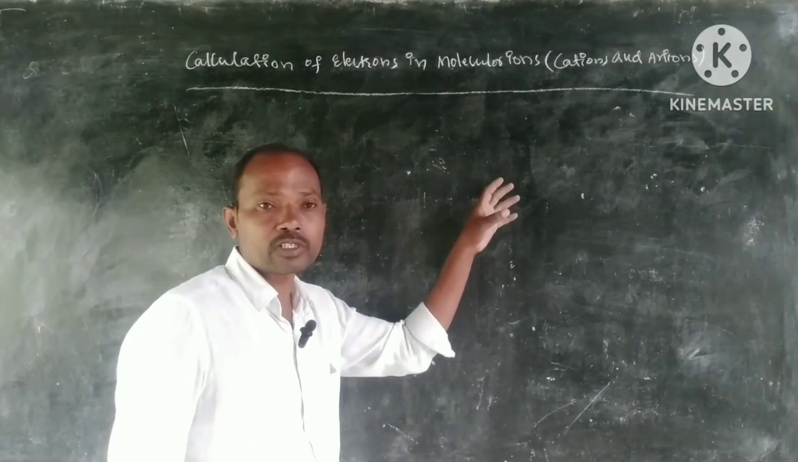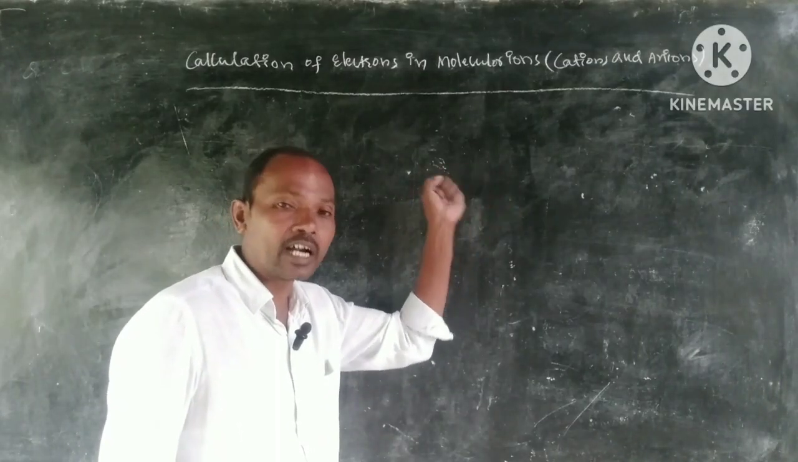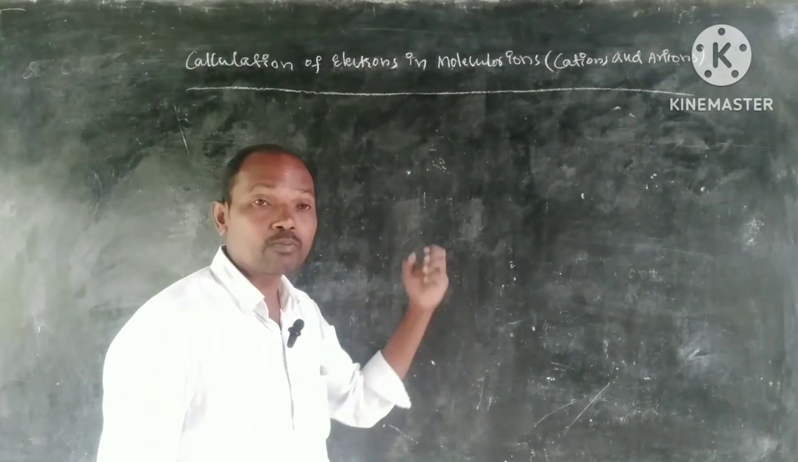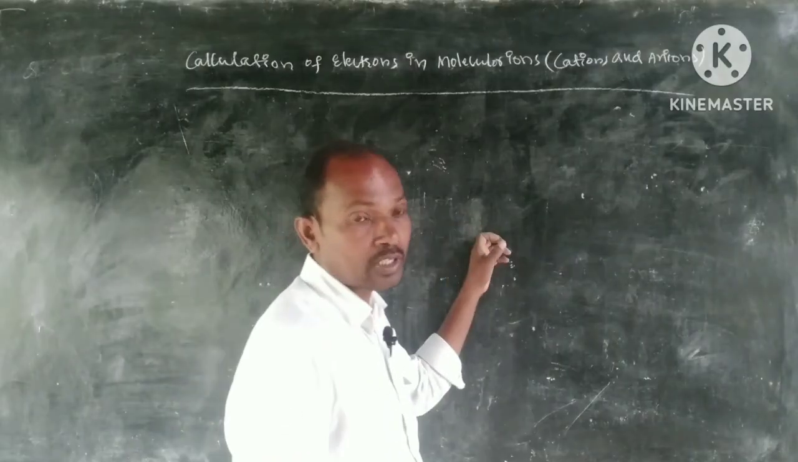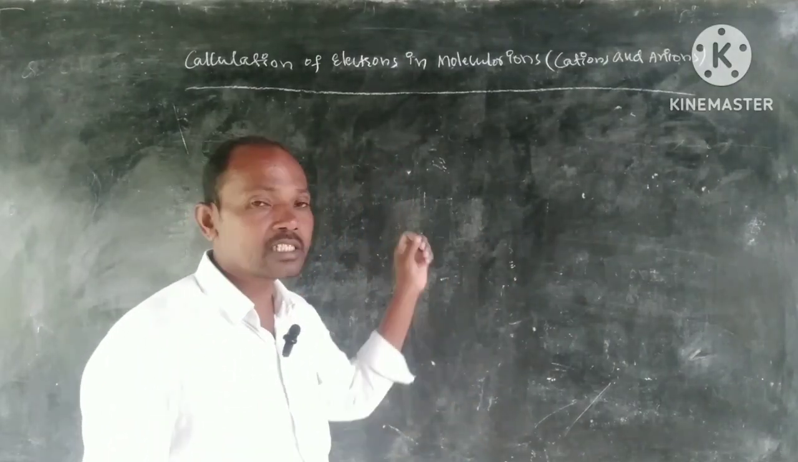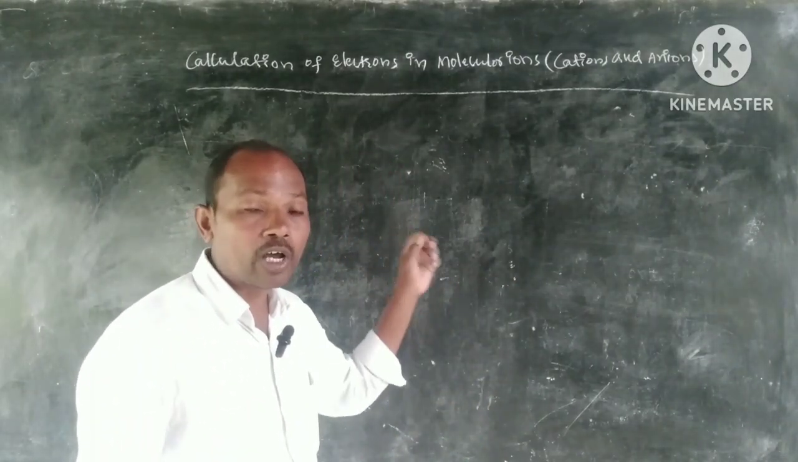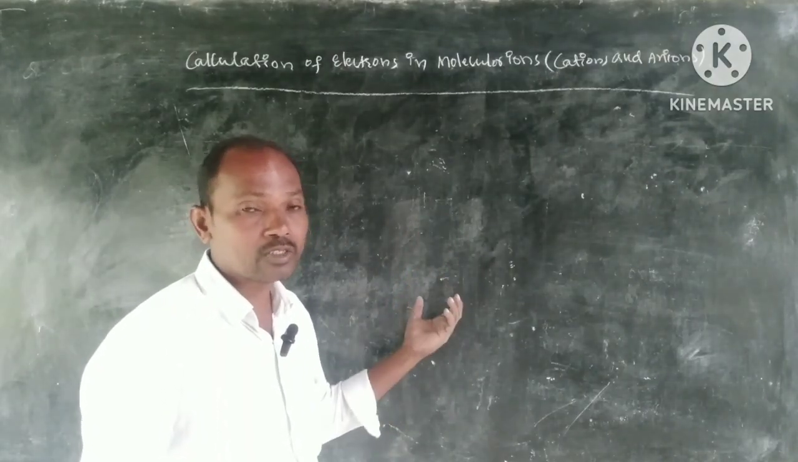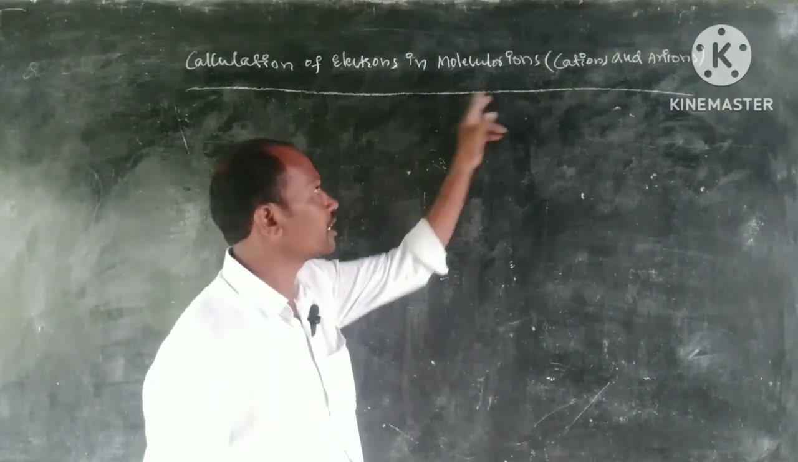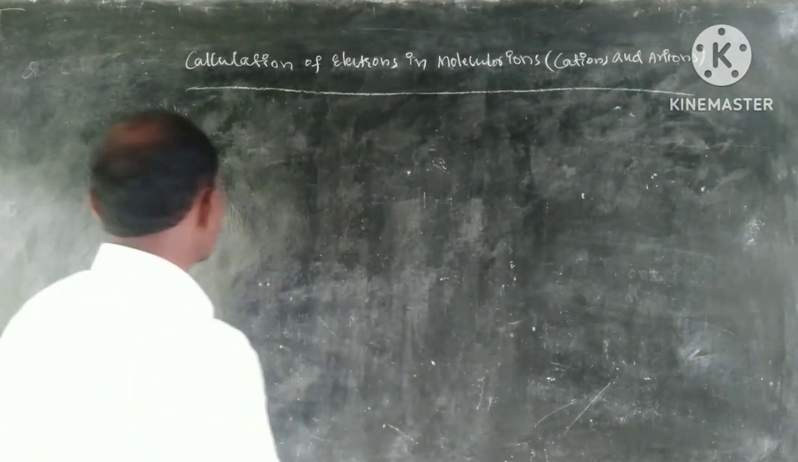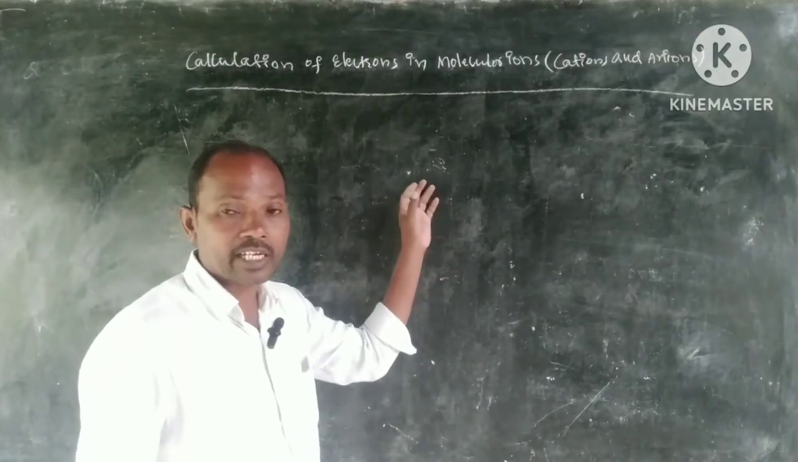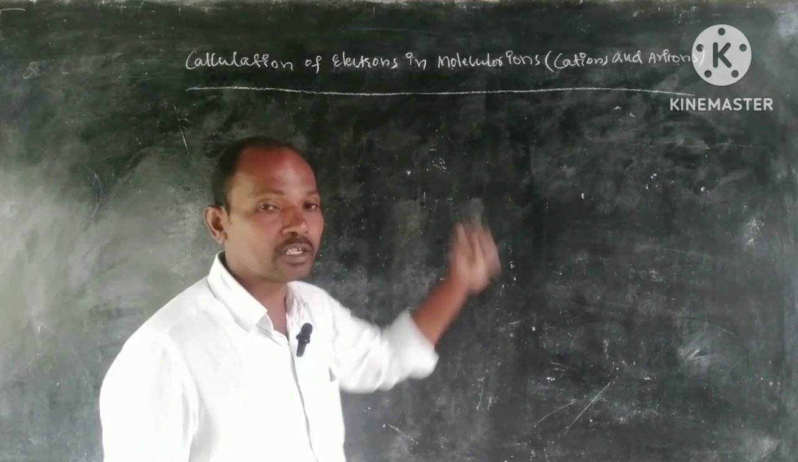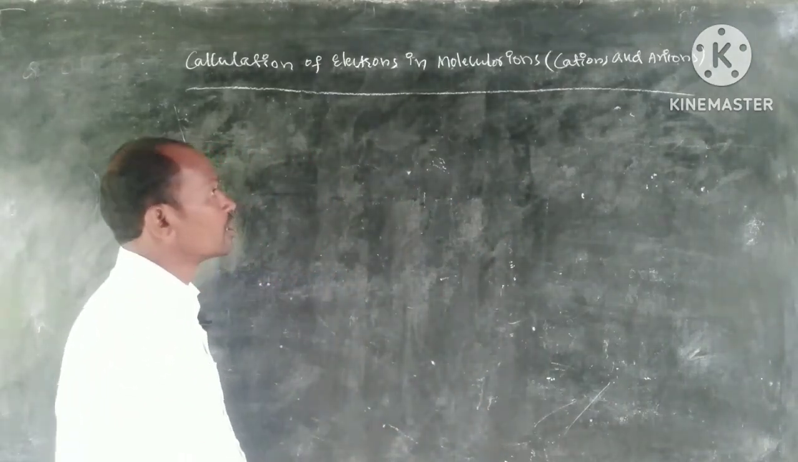Atoms with a negative or positive charge are called cations or anions, but they are still atoms. Molecules like CO3 minus 2, NO3 minus 1, CH3COO minus, and MnO4 minus are molecular ions. The principle is the same as the calculation of electrons present in ions of atoms. How are the electrons in molecular ions calculated?